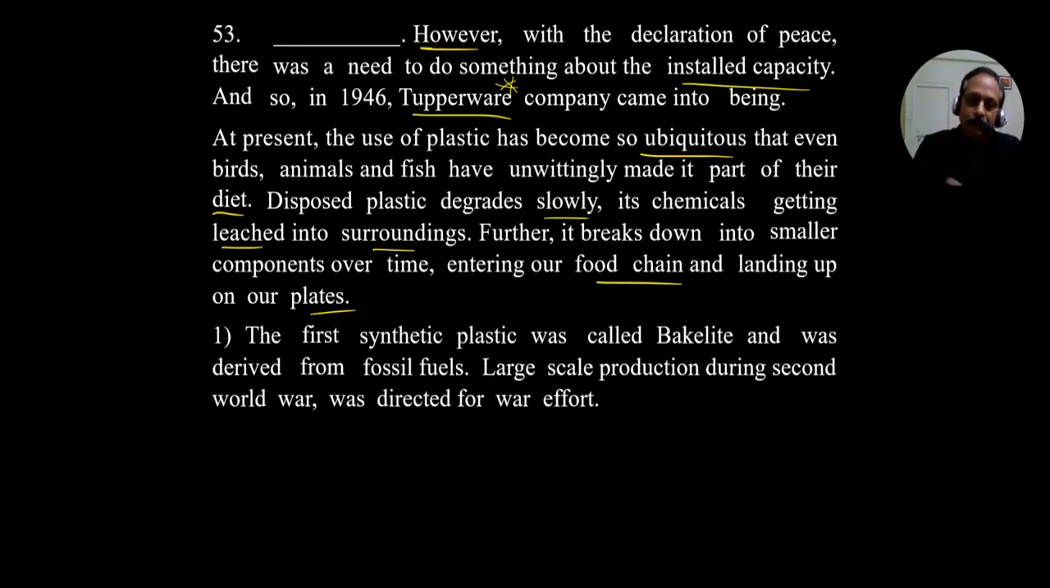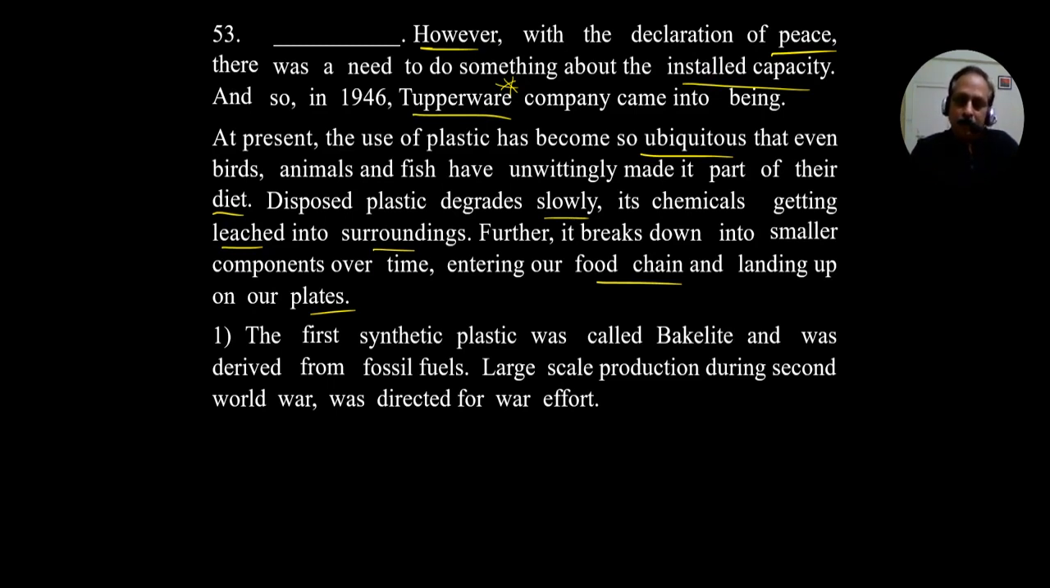The second paragraph talks about the negative dimensions that go with plastic, but the very first sentence, however, with the declaration of peace, there was peace. That means when do you talk about peace? When we talk about war, we talk about war and peace. So you should visualize, you should guess, perhaps this talks about war. There was a need to do something about the installed capacity. Now let us have a look at the options.